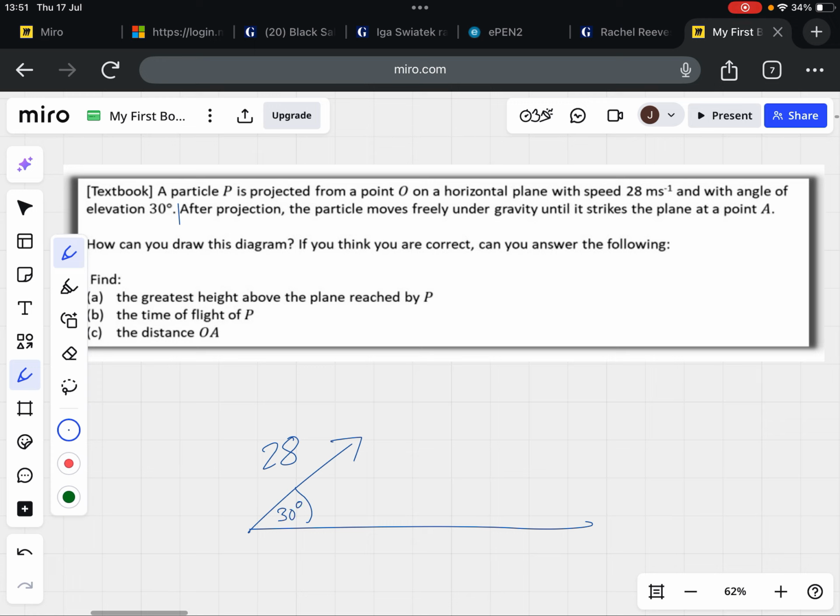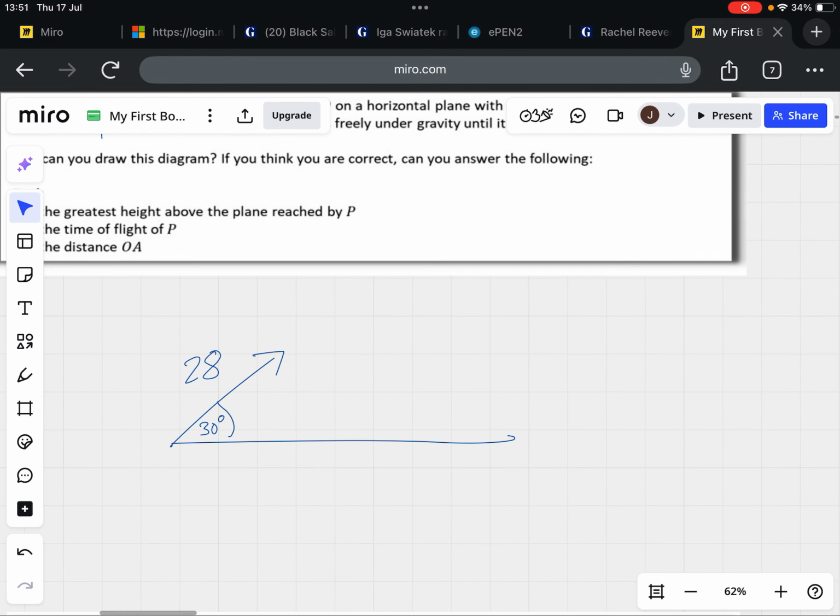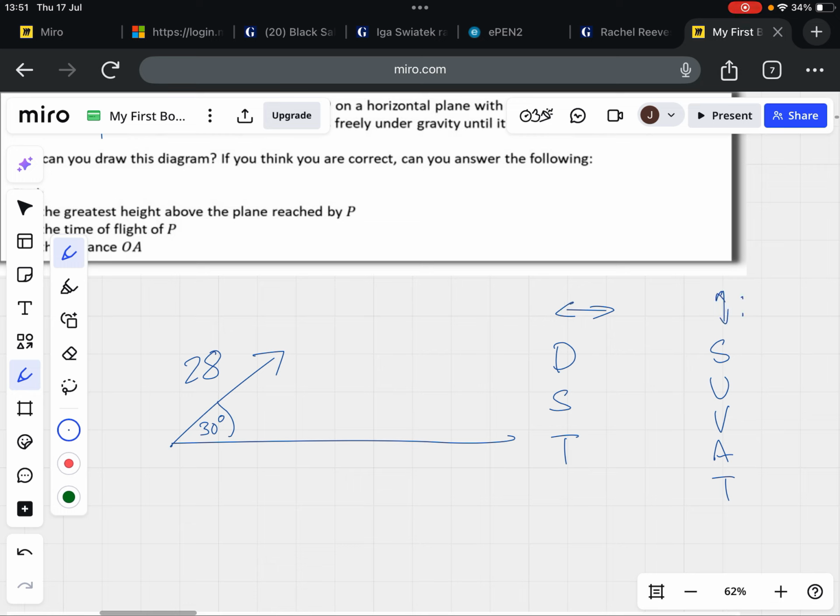Okay. And we're going to again start doing our DST and our SUVATs. So we're going to write DST. We're going to write SUVAT. Remember, this is the horizontal. This is the vertical. And we're going to put in some initial values that we know. So we know, for example, that horizontally this should be 28 cos 30. Okay, and for the u value, this should be 28 sine 30.